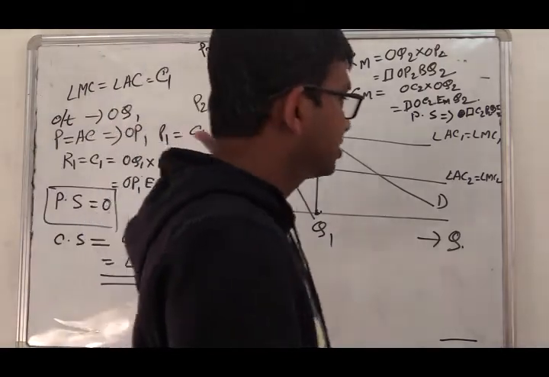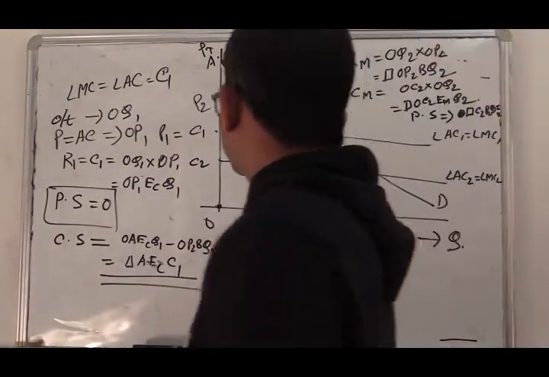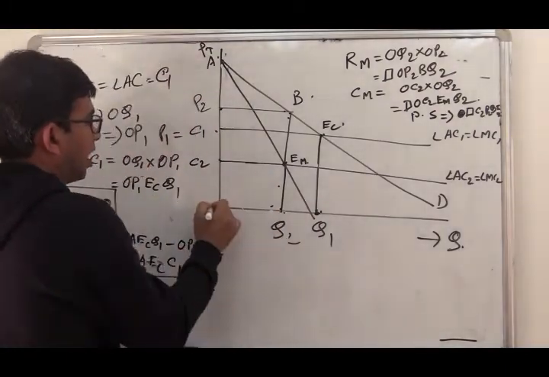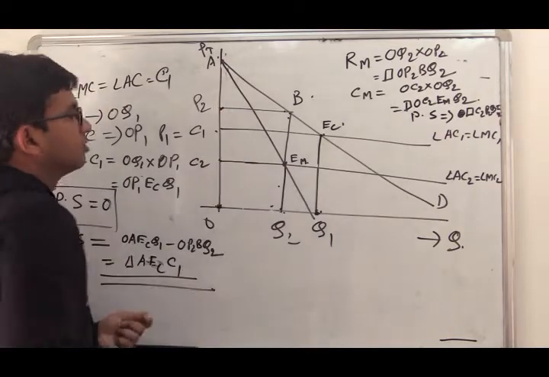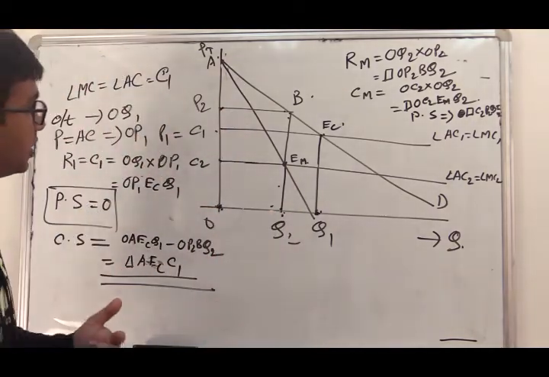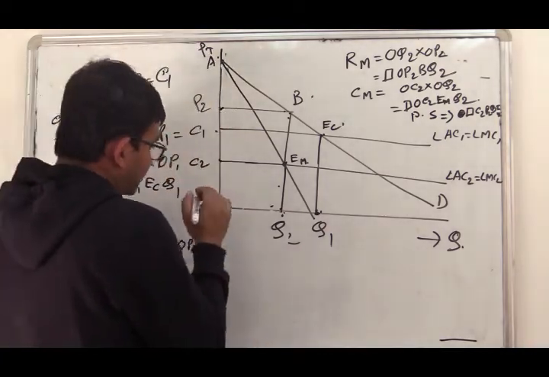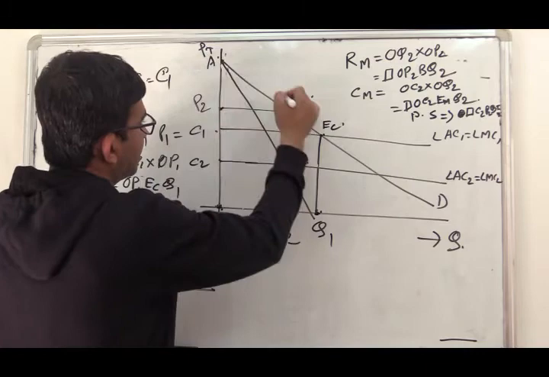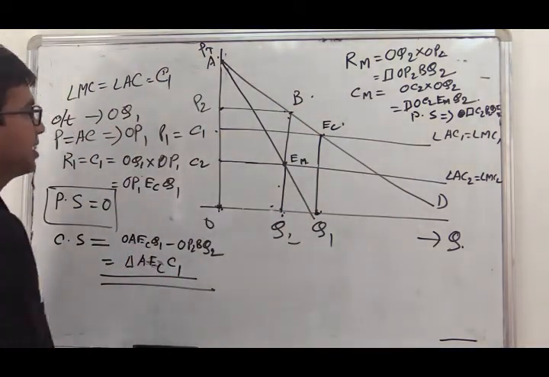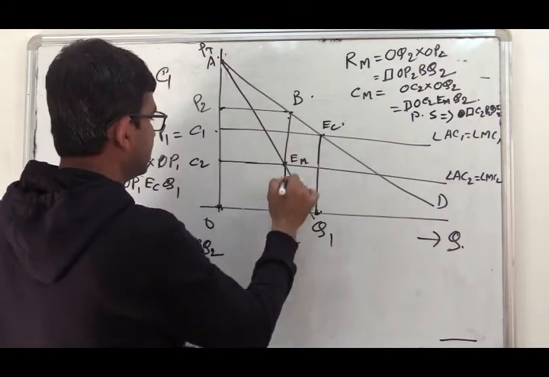But now if we consider the case of the monopoly, what is the consumer surplus now? Our price is OP2, output sold is OQ2. So the total willingness to pay by the consumers will be represented by the quadrangle OABQ2. And how much are the consumers paying? The consumers are paying OP2BQ2.